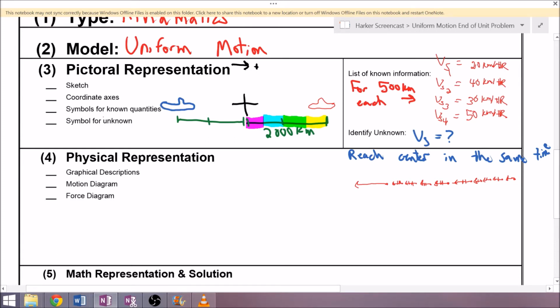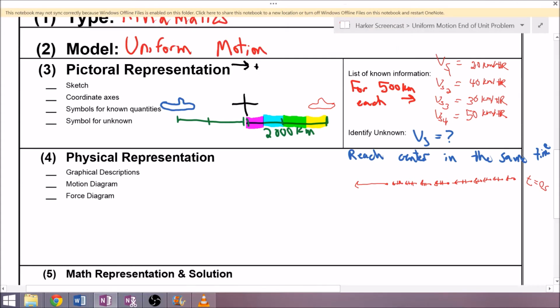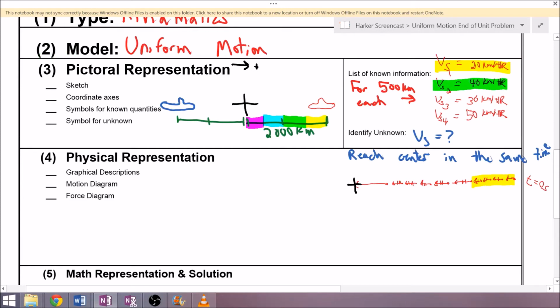And so let's go ahead and label this was the start of that motion, and let's put the origin at the place that the red one ends. So just to make this clear, the first motion is going at 20 kilometers per hour, and that's this piece, the first 500. Then it does the next one.